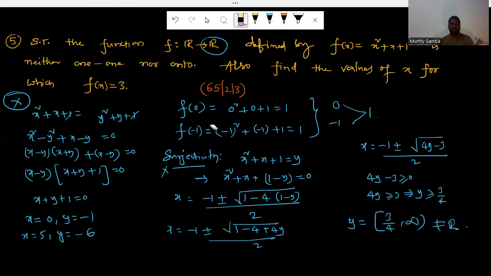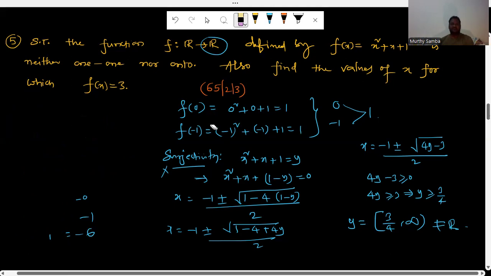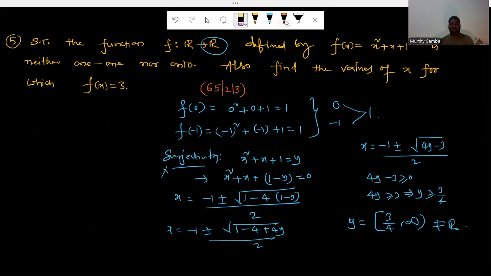May erase a part of this because anyway it was there. You are going to do for the next one. So what is that next one? f of x is equal to 3. So when you are finding the value of x in which f of x is equal to 3, f of x means x square plus x plus 1 is equal to 3. It means x square plus x plus 1 minus 3 is equal to 0. It means x square plus x minus 2 equal to 0.